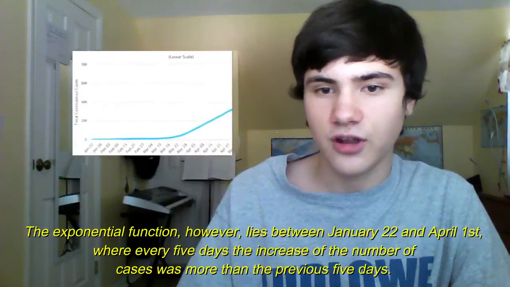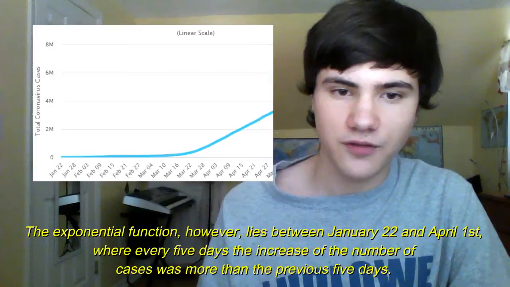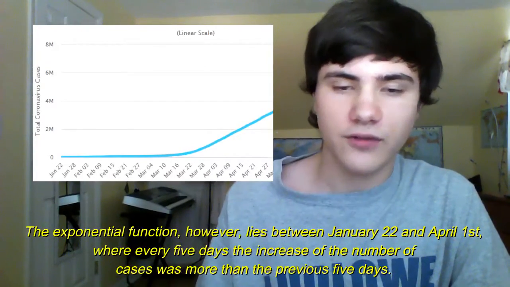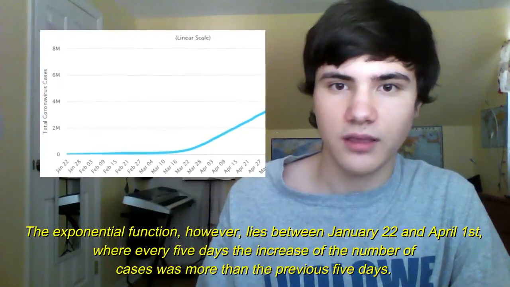The exponential function, however, lies between January 21st and April 1st, where every 5 days the increase in the number of cases for a day was more than the total number of cases in the previous 5 days.